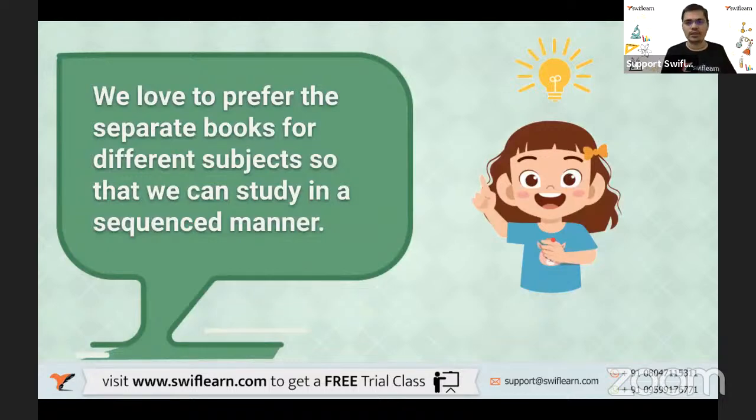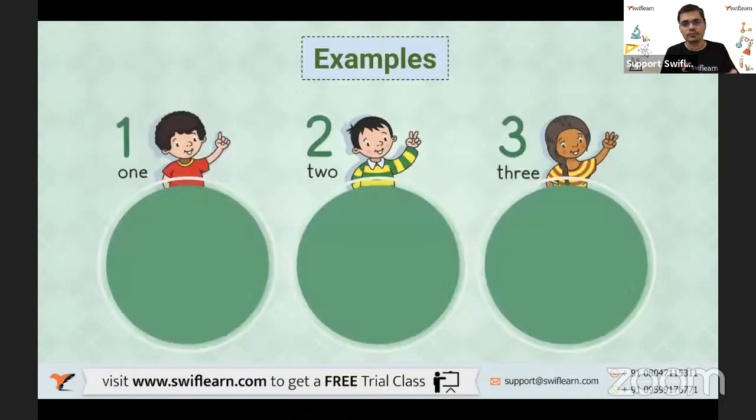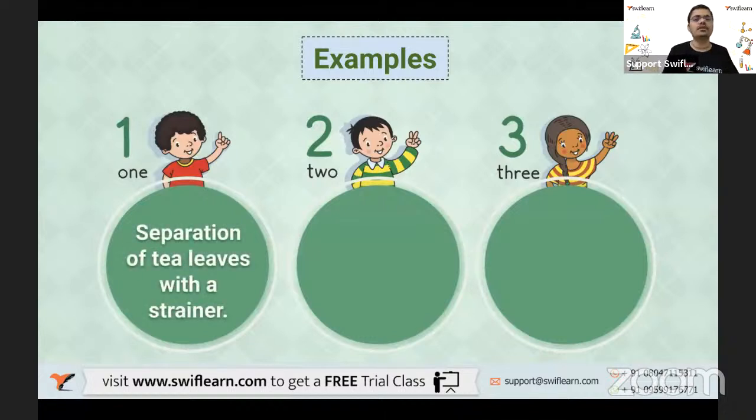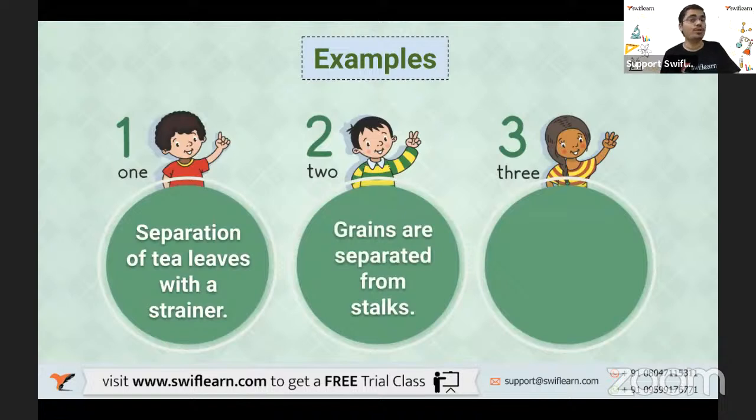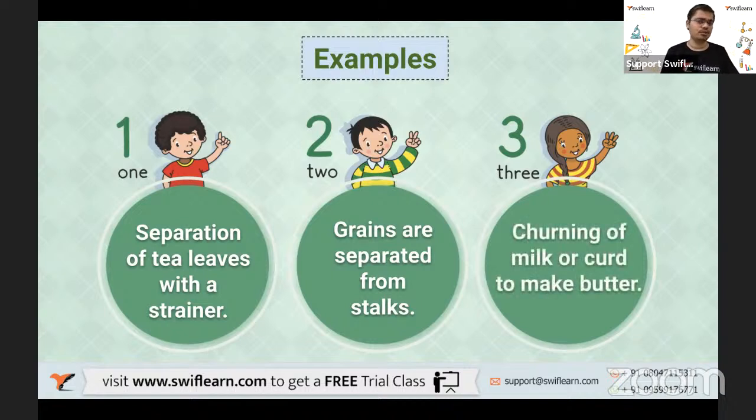Okay, I'll just go quickly to the next. The examples, these 3 examples: separation of tea leaves with a strainer, as you must have seen your mother doing while making tea. Grains are also separated, the rice grains, from the stone particles in the rice. Stone particles are harmful for our digestion system. And the third one is churning of milk or curd to make butter. You must have seen your mother doing that, with the help of either a machine or by hand, with a wooden or metal churner. So with the help of that you can do that.